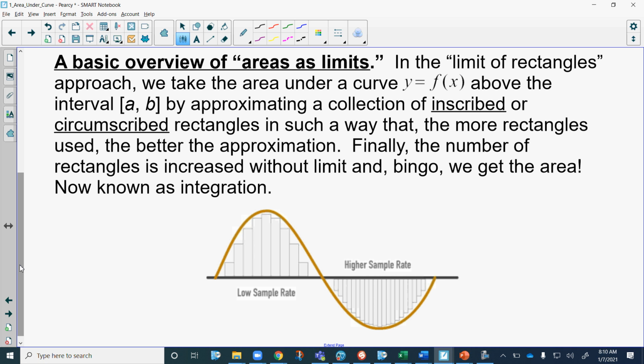Well, if we start increasing those rectangles without limit, to where I have an infinite number of rectangles, and you can see on the right, for the part of the curve that's underneath the horizontal line, the number of rectangles is increased quite a bit. Now this would be representing like sample rate.